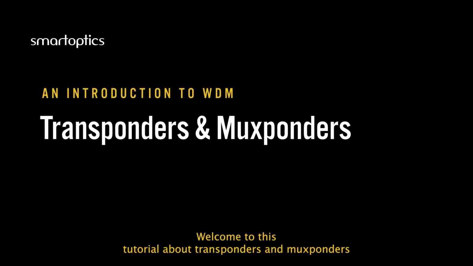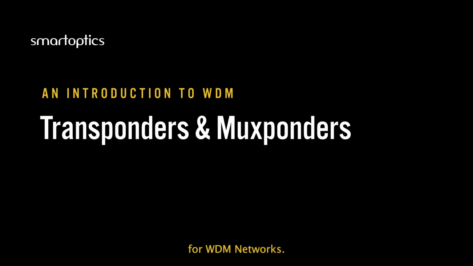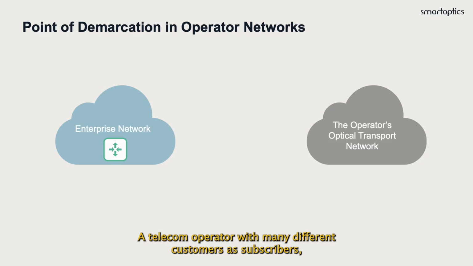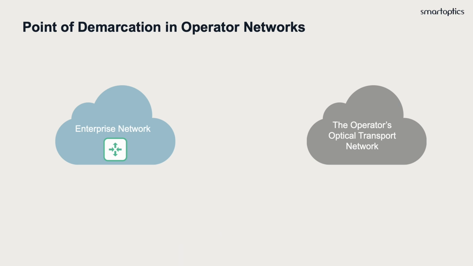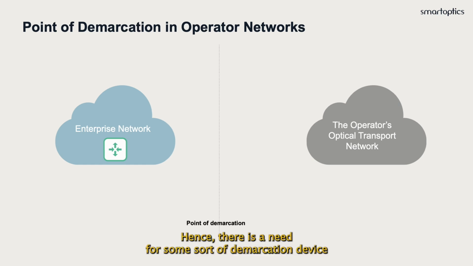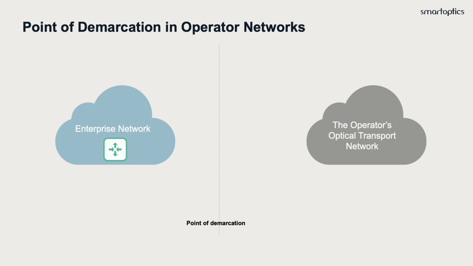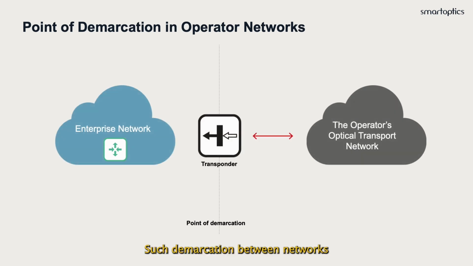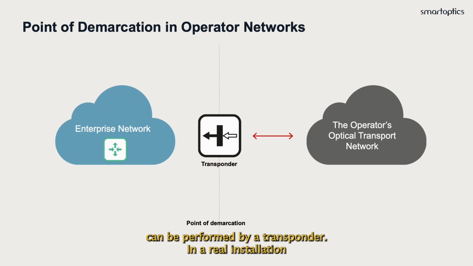Welcome to this tutorial about transponders and muxponders for WDM networks. A telecom operator with many different customers as subscribers may not want to connect directly into the routers and switches in the enterprise networks of the subscribers. Hence, there is a need for some sort of demarcation device between the operator's network and the enterprise networks. Such demarcation between networks can be performed by a transponder.